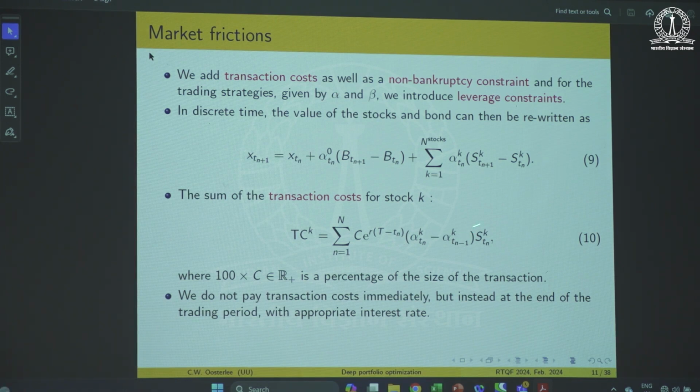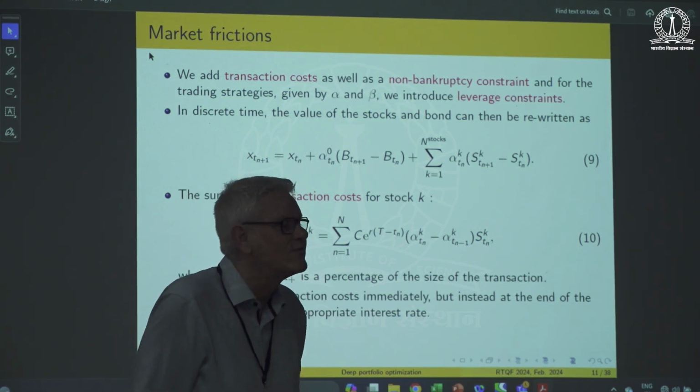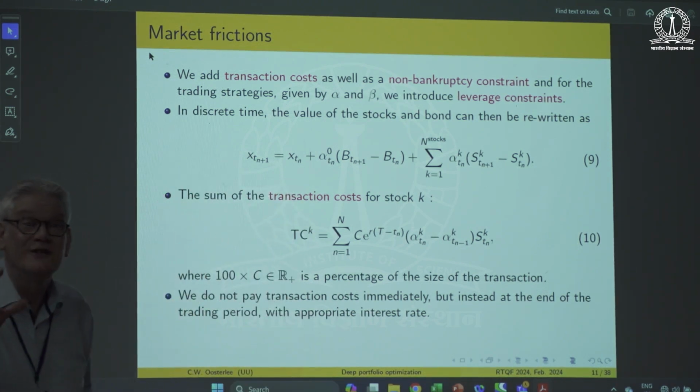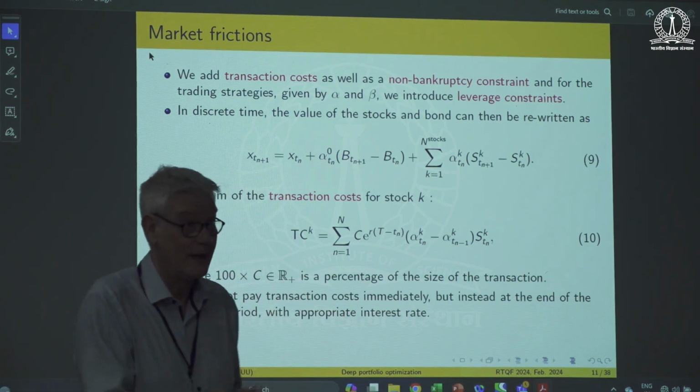And the change in alpha is connected to the transaction cost, and with this discounting, it essentially says we do not pay immediately, but at the end of the trading period, we pay transaction cost with the appropriate interest rate, which is denoted by R here. All right. Of course, a fund manager is not happy to change the asset allocation every time. So if you want to reduce the trading cost, it's also a sign of a stable portfolio. And that's also important.